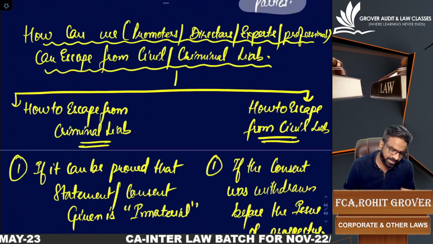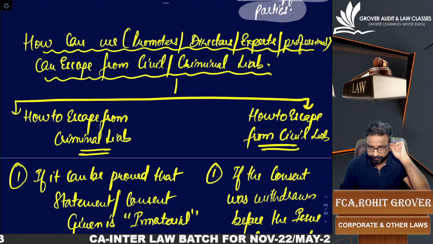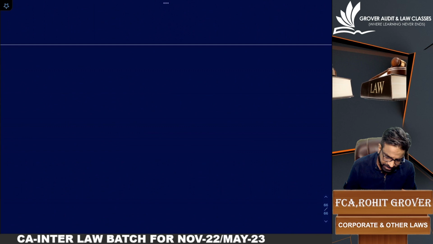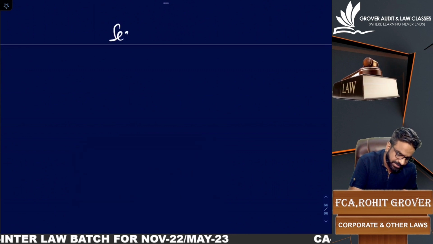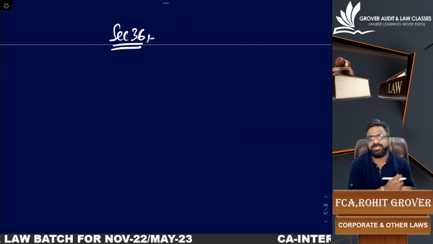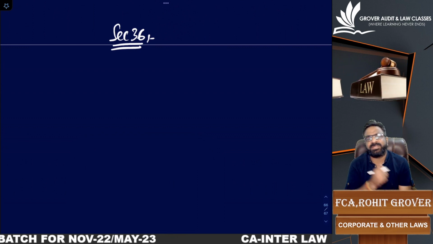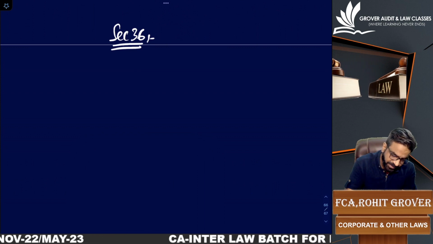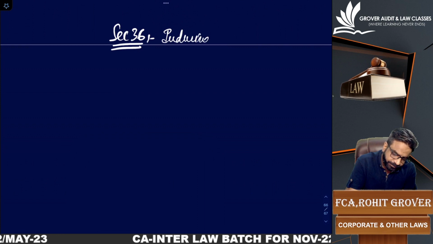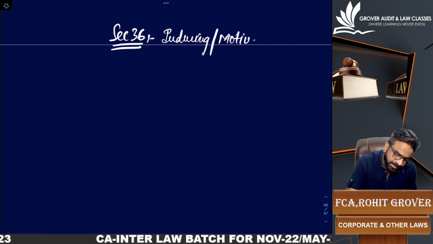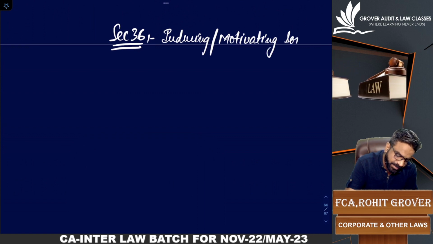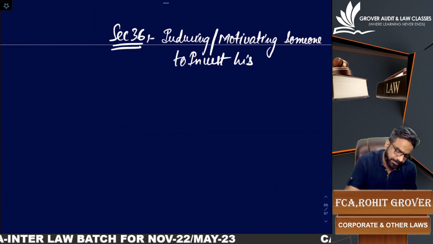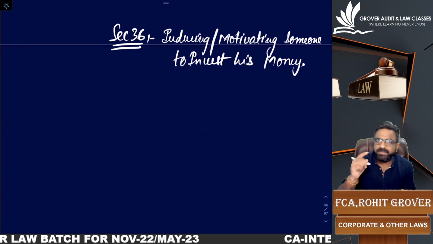Did you all understand this concept? Yes or no? Yes, sir. Now let us wind up this chapter called prospectus with the last topic. What is the last topic we have? Section number 36. What is section number 36? Section number 36 talks about inducing, or motivating, someone to invest his money. Now listen to this point very, very carefully.